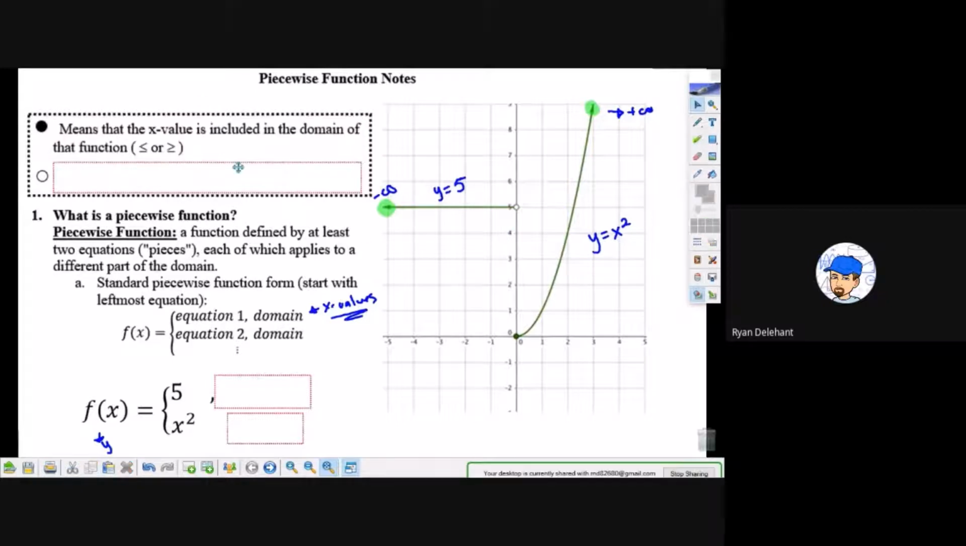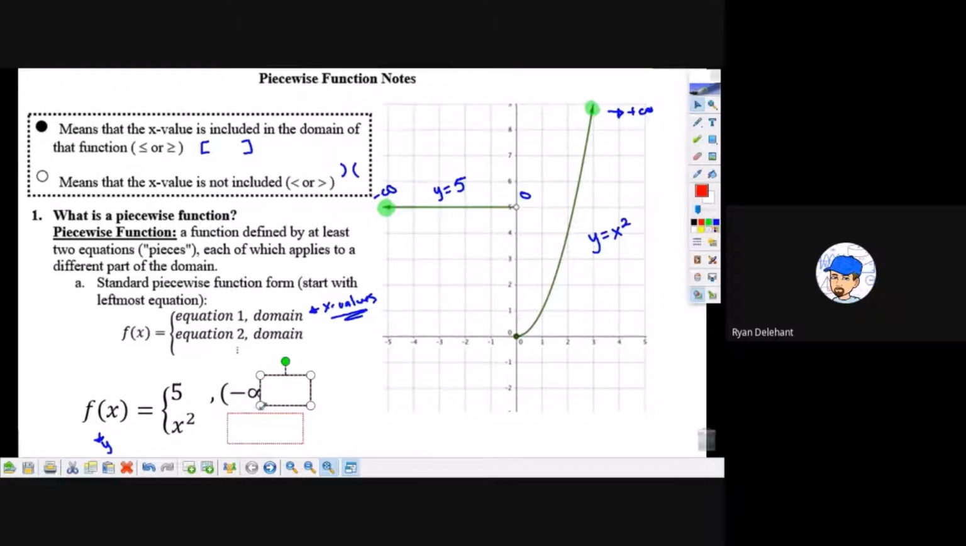The filled in dot means that it's included in the domain. If we were writing with inequalities, we'd see the little bar underneath our inequality, or we would see our square-ended brackets if we were writing in interval notation. If it's not filled in, in inequalities we wouldn't see the line underneath there, or you would see rounded parentheses on the end of it. Meaning, if I were to write the domain for 5, it's negative infinity, and it stops at x equals 0.